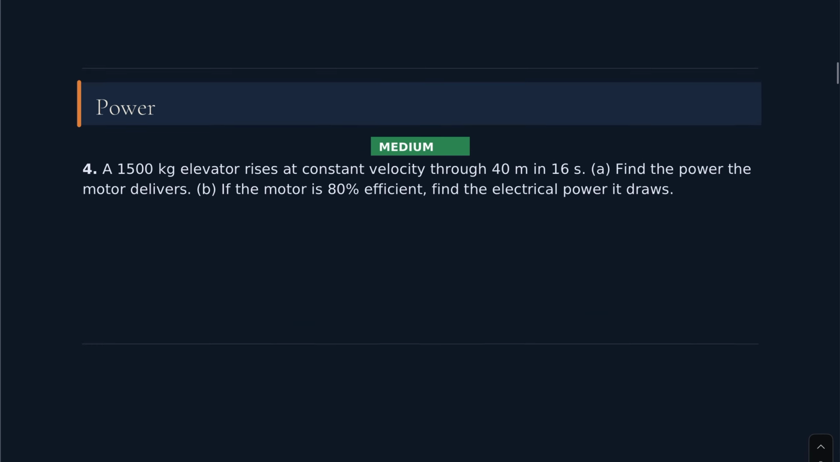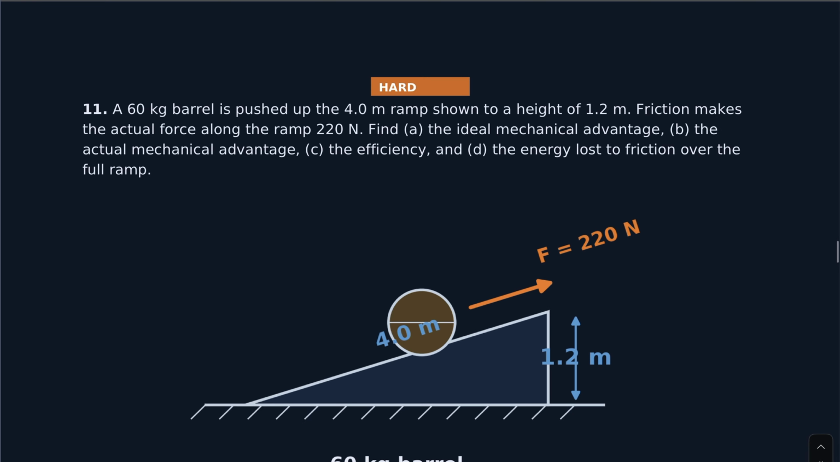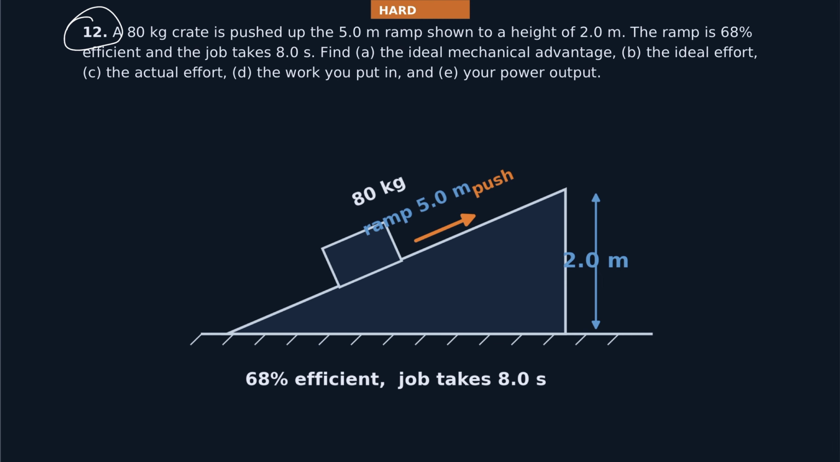So now let's go over problem number 12. Okay, an 80 kg crate is pushed up the 5-meter ramp shown to a height of 2 meters. The ramp is 68% efficient and the job takes 8 seconds. Find A, the IMA, right? And then B, the force in, which is the ideal effort, but force in ideal, right? Because the actual force in might be different from the force in ideal. C, force in actual.